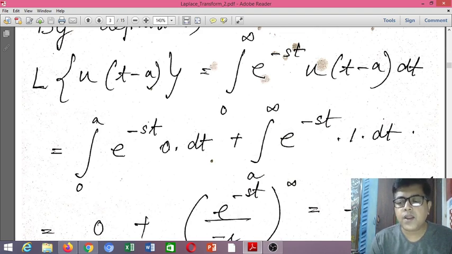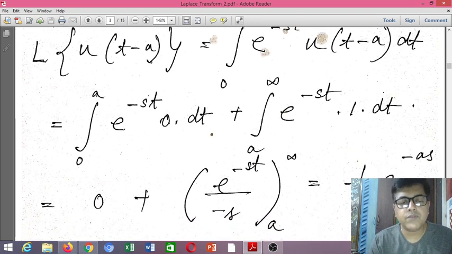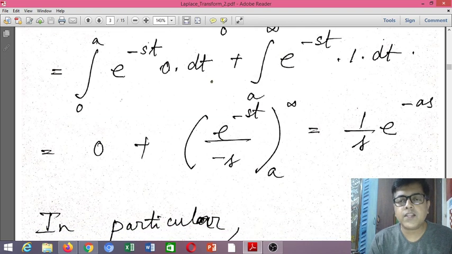So it's a very simple integration. The first integral becomes 0 because the integrand becomes 0 in that case. And if you integrate the exponential function e to the power minus st, you get e to the power minus st by minus s. Limits are put from a to infinity. And s is a positive quantity here. s is assumed to be positive.